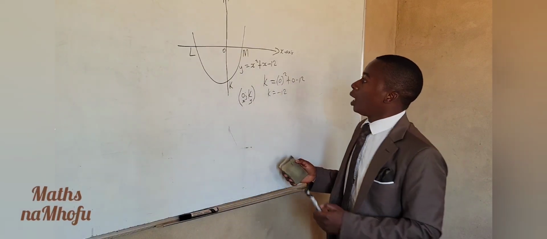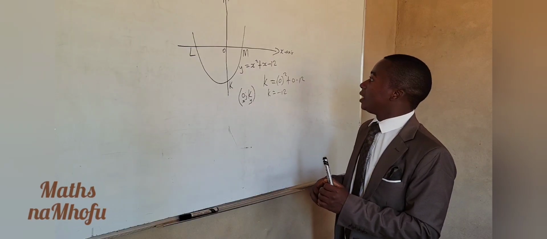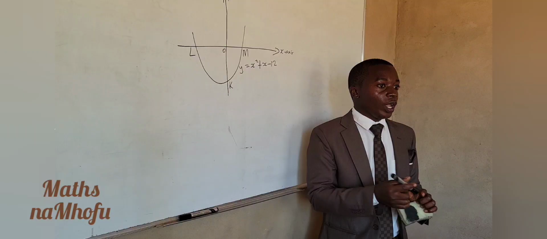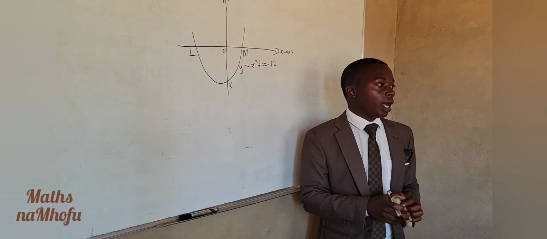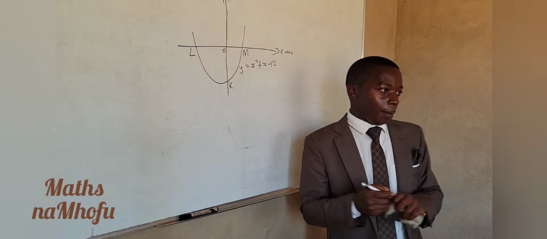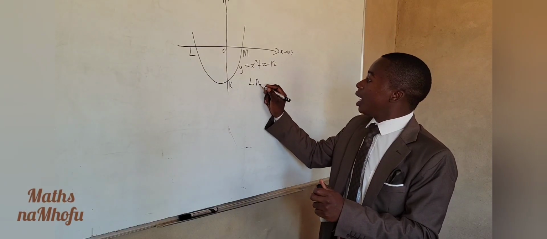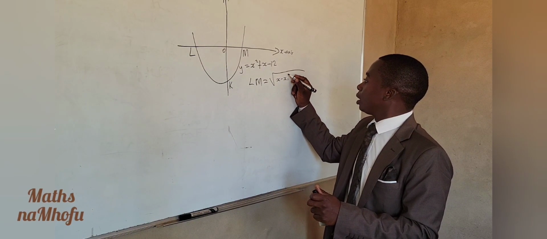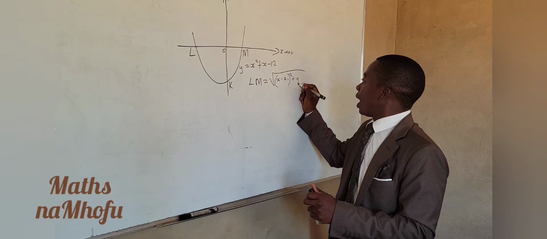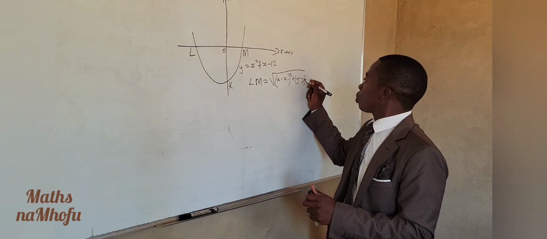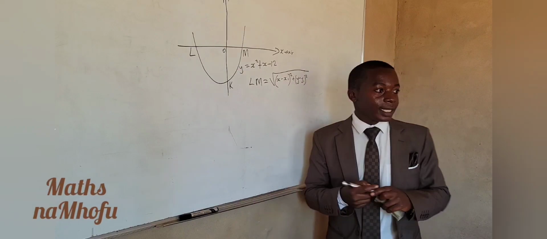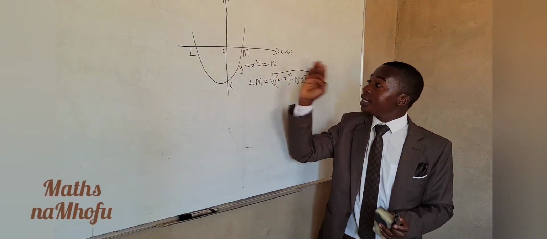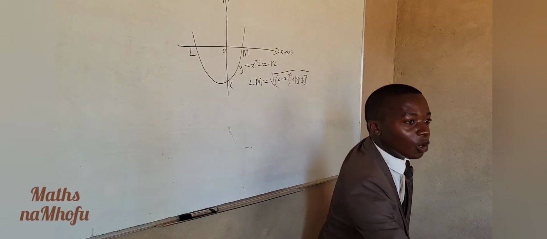Let's do it. We should first find the coordinates of L and the coordinates of M. Then you switch them in the formula. Remember the formula I'm talking about. Length LM should be equal to the square root of x minus x1 squared plus y minus y1 squared, like this. So the task we have is to find the coordinates of L as well as the coordinates of M. Are we together?